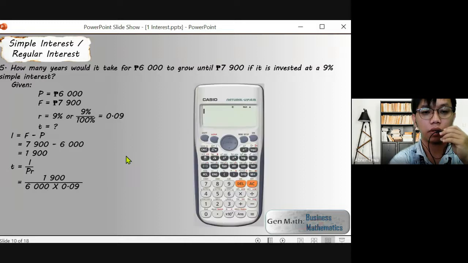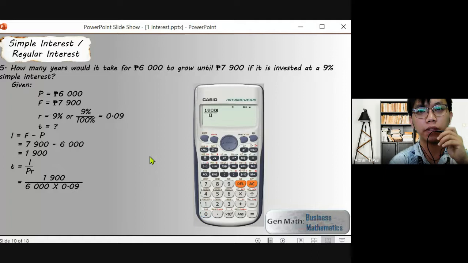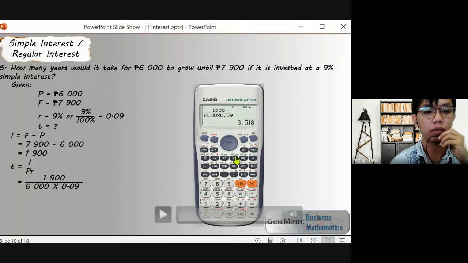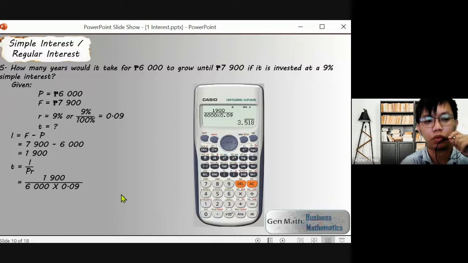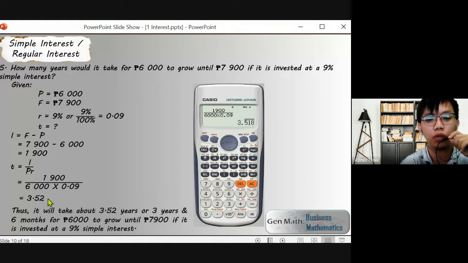Then you can just use your calculator. That will be 1,900 over, or divided by, 6,000 times 0.09. And that is equals to 95 over 27. And then, pag yung lumabas na sagot natin is fraction, just press SD. Then, may convert siya sa decimal form. So, that is, the length of time is 3.52.